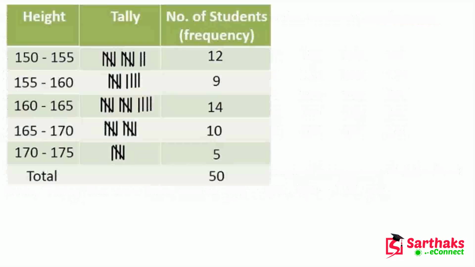Now here you see the frequency distribution table. The first column is height, the second column is tally, and the third column is frequency, like the number of students. Here we are taking the intervals 150 to 155, 155 to 160, 160 to 165, 165 to 170, and 170 to 175.